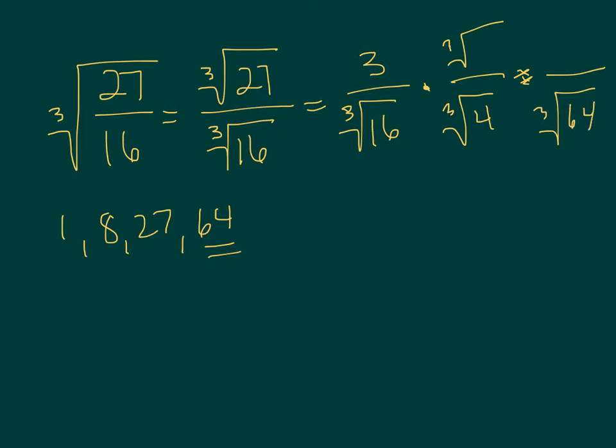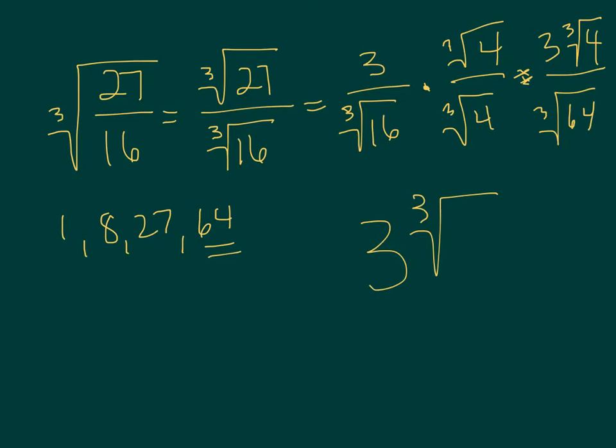So I want you to look up here at what I've done. I knew I needed to have a perfect cube right here. I knew that I needed to take 16 times something to get me a perfect cube. I took 16 times 4 to get me the perfect cube of 64. Now if I multiply by the cube root of 4 on the bottom, I've got to multiply by the cube root of 4 on the top, giving me 3 cube root 4 over cube root 64.